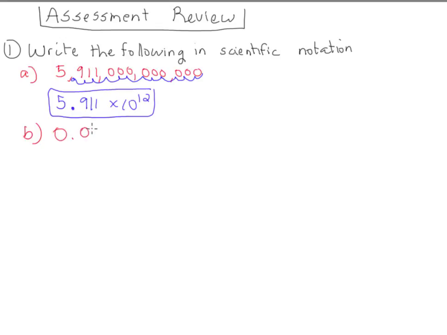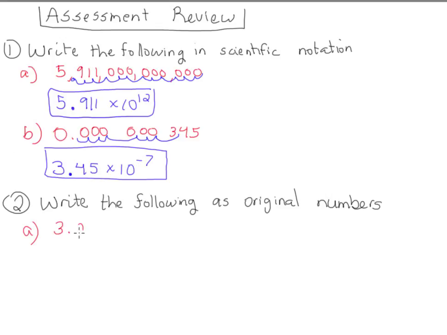For example B, we have 0.000000345. To write this number in scientific notation, I need to move the decimal a total of 7 places. So I'd write 3.45 times 10 to the negative 7th power.